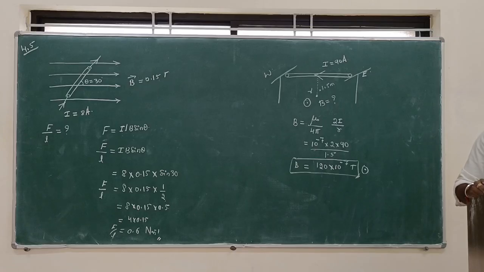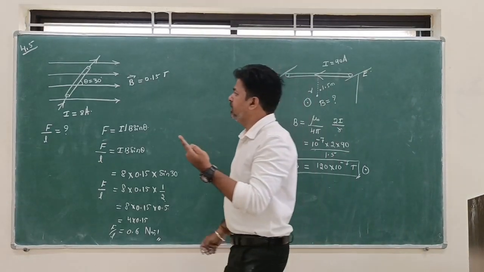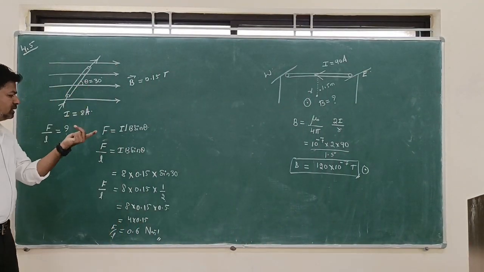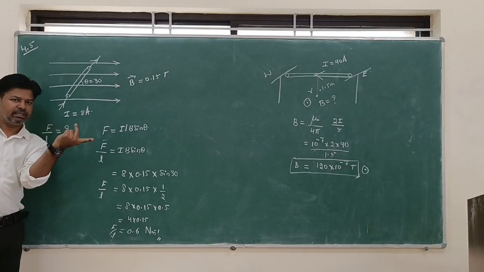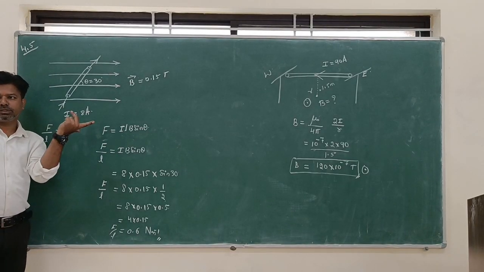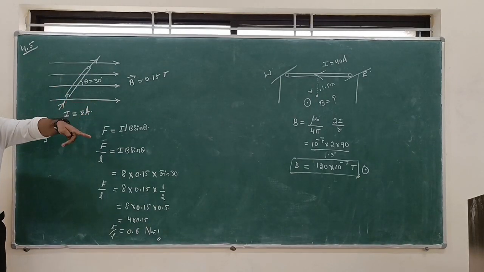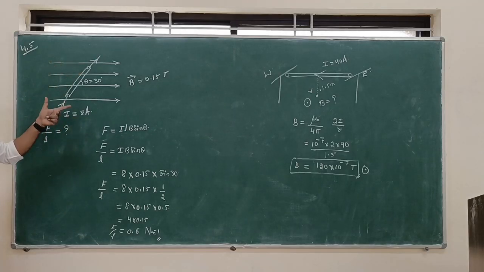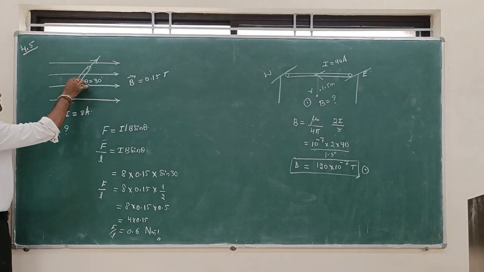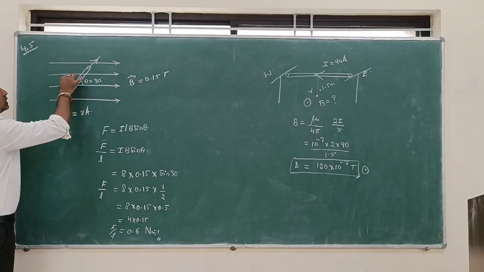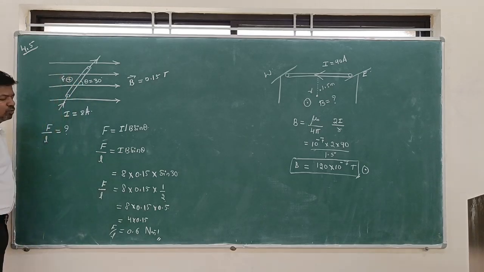To get the direction of the force, we use Fleming's left-hand rule. Remember, if the current is flowing in the upward direction, it experiences a force inward. For current downward, the direction of the magnetic force is outward. In this case, since the current is going upward, this conductor experiences a force in an inward direction. This is the direction of the force per unit length.